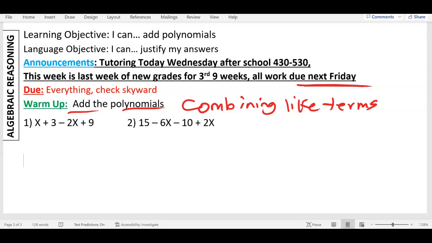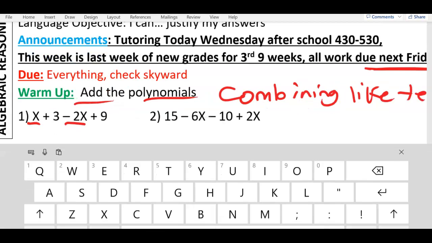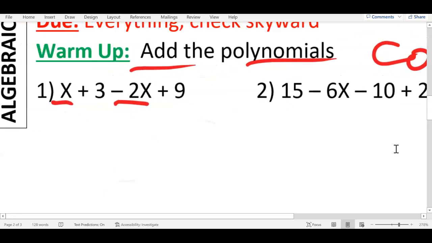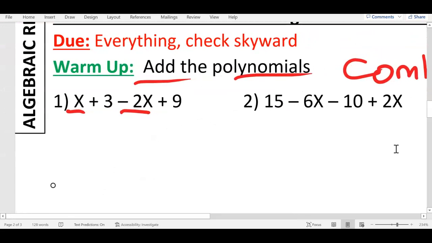Okay, so here we go. What are my like terms? I start with the highest power, which would be my x's. On the warm-up, you'll see I have a regular x, and I have a minus 2x. Notice, the sign in front of the 2 goes with it. It's a minus 2x. Okay, so let's zoom in here. So this is really a 1x and a minus 2x. What's 1 minus 2?